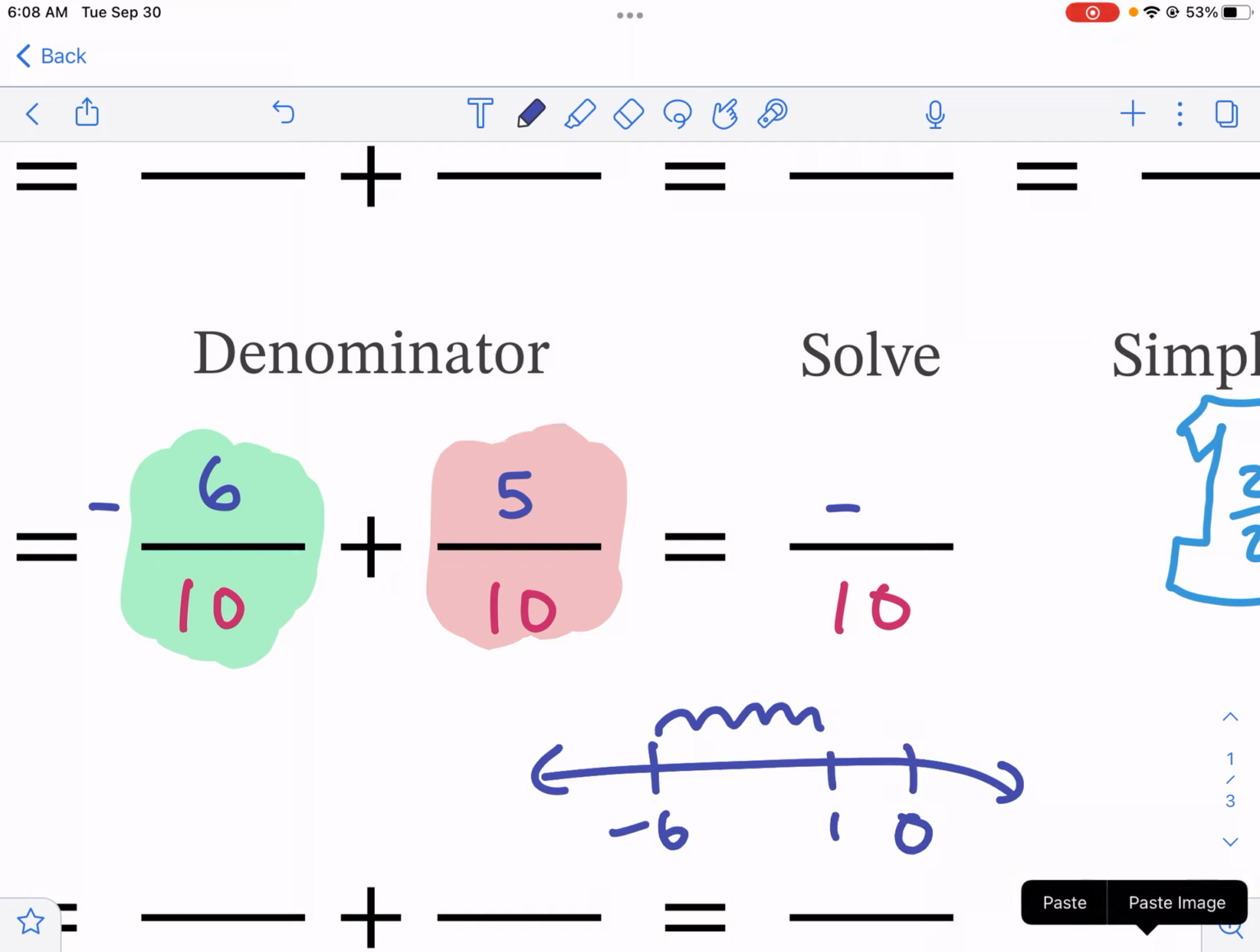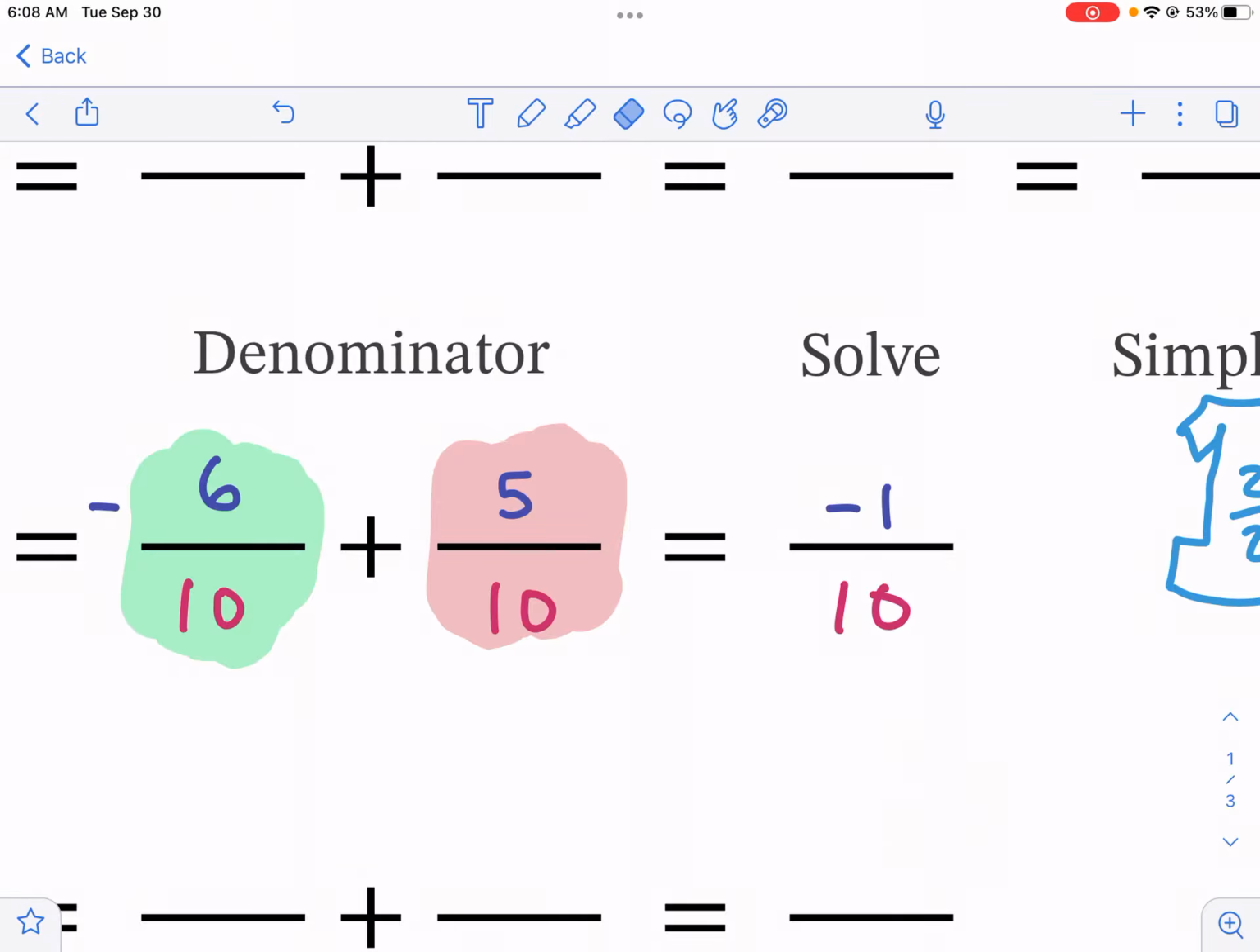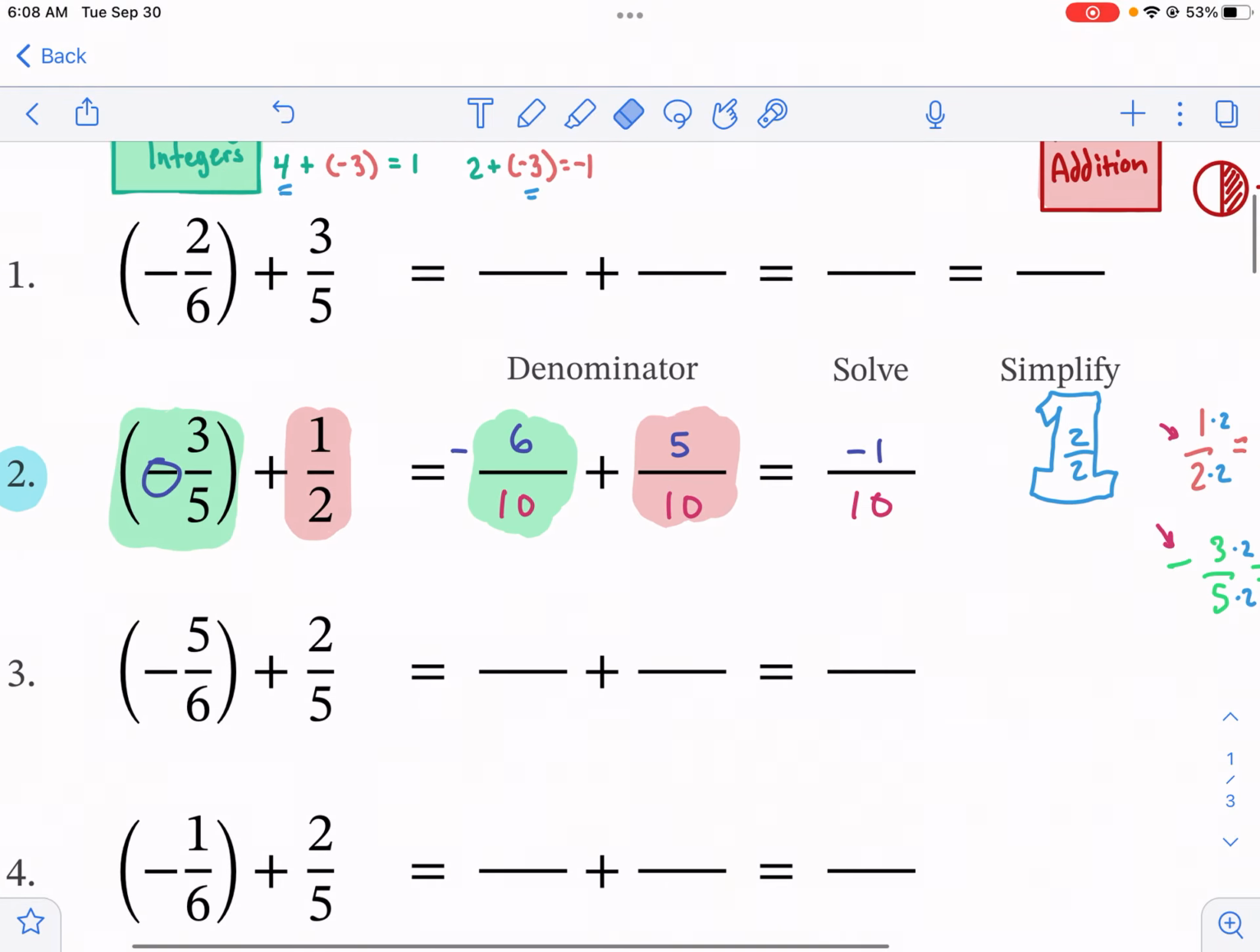We get to 1. So negative 1 is going to be our answer. -1/10 is the correct answer right here. So that's our overarching process. So I hope that's helpful.